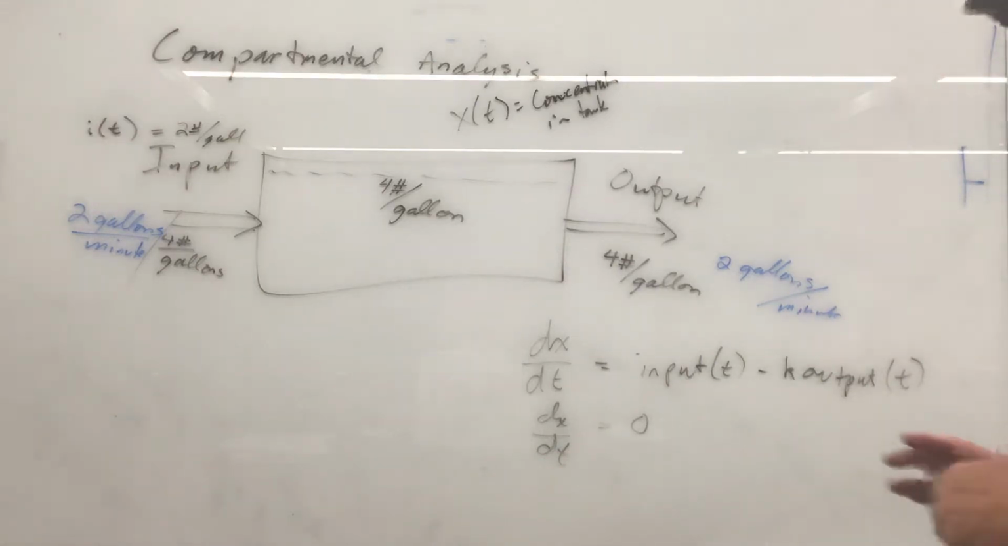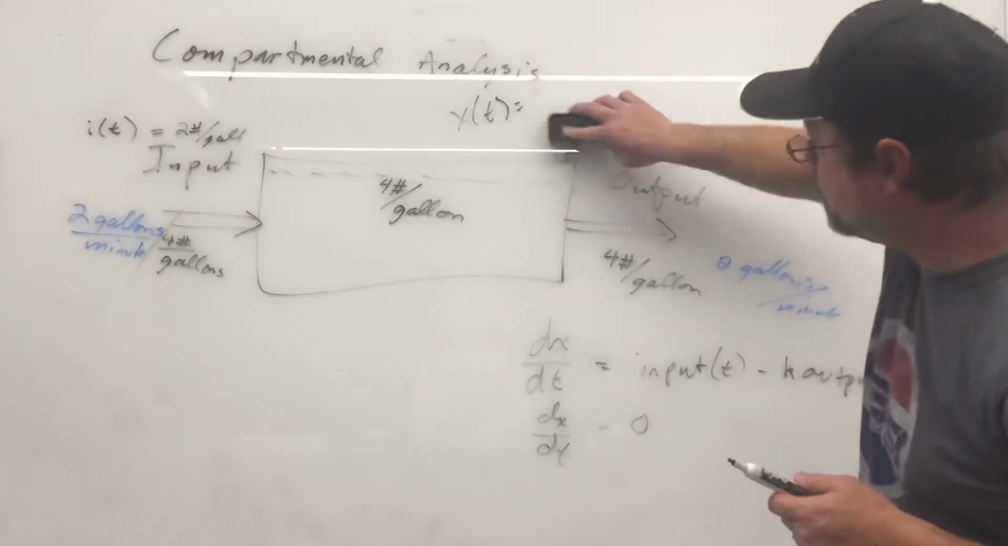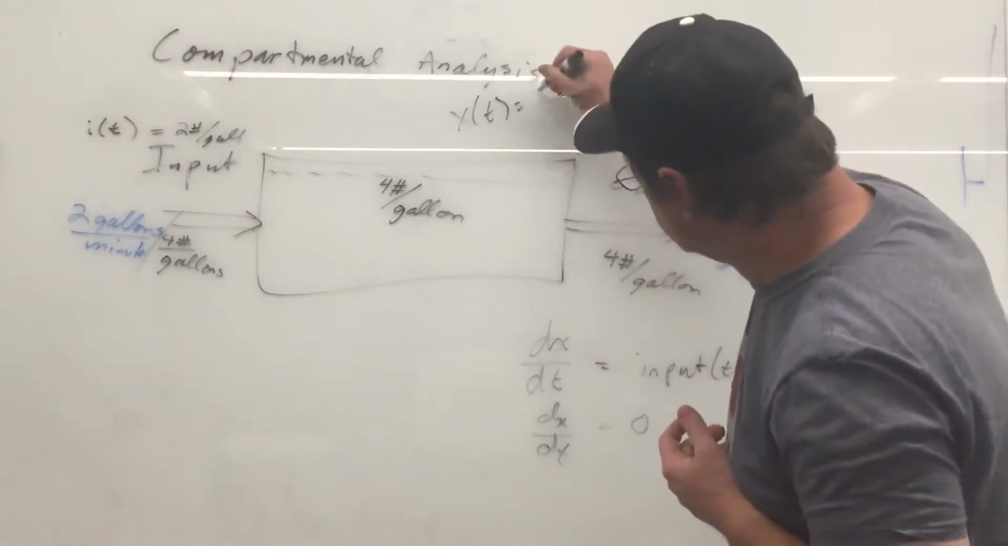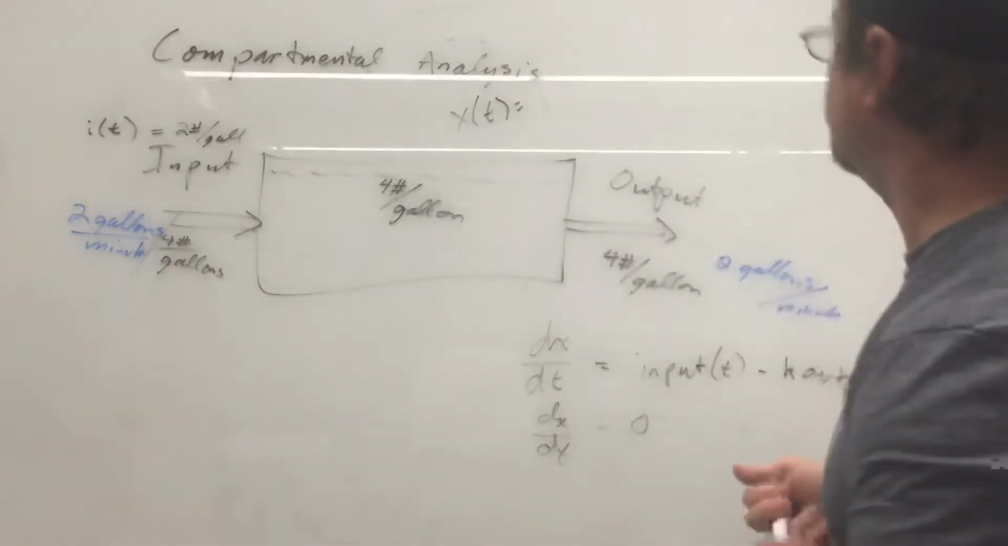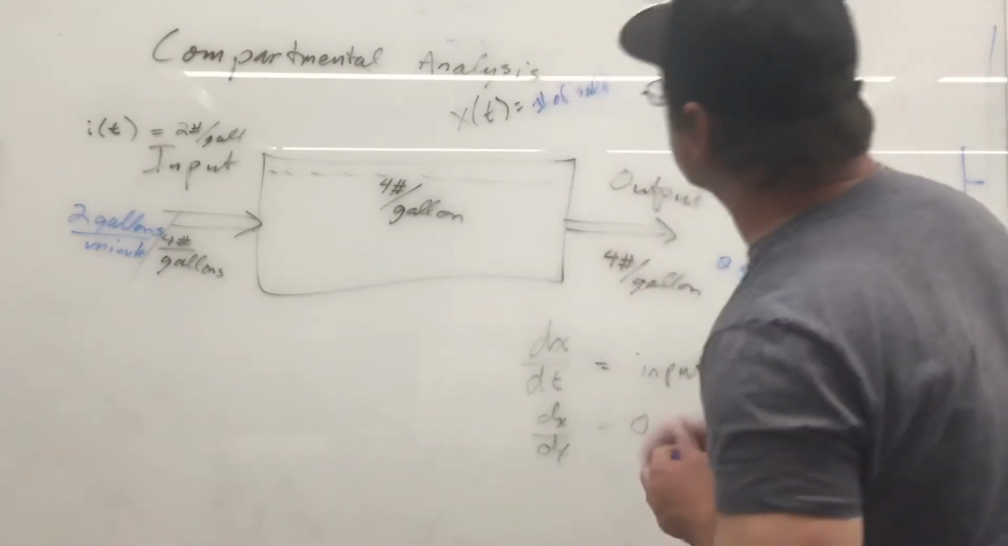Now, I misspoke a minute ago. I said that this was the concentration of the tank. This isn't the concentration of the tank. This is the amount of salt, pounds of salt. Oh, there's a bad marker there. Pounds of salt in tank, okay?